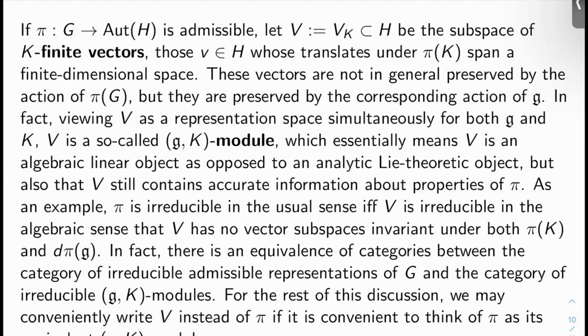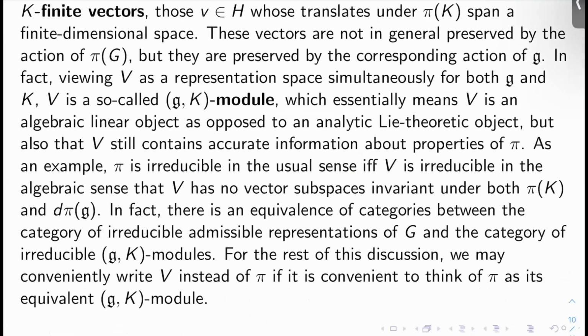So what I'm just saying here is the action of the Lie group admits an action of the Lie algebra. This is standard Lie theory. In fact, if you view V as a representation space simultaneously for both 𝔤 and K, which you can do, V is a so-called (𝔤,K)-module. Well, what that means is essentially that V is not just an analytic Lie theoretic object, it's also an algebraic, kind of linear algebraic object, okay? However, even when you think of it as an algebraic linear object, V still contains accurate information about the properties of the original π. So I know I'm being very naive here, but this is all you really need to keep in mind for now.